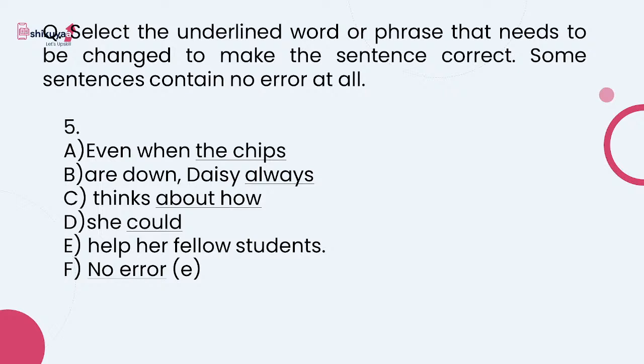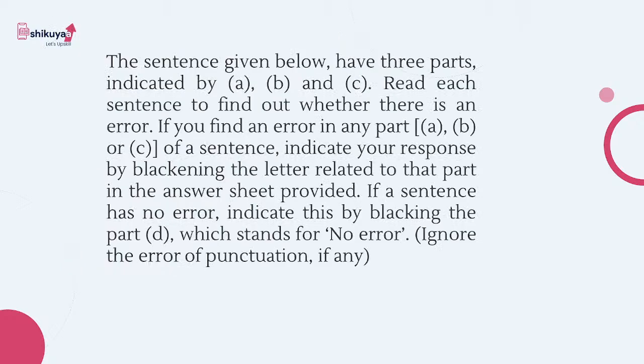Okay, so instead of the modal or auxiliary verb could, we should use can here, and our final sentence would be like this: even when the chips are down, Daisy always thinks about how she can help her fellow students. So that is the right answer. Instead of could, we should use can here, part D. Let's go for the next question, students.